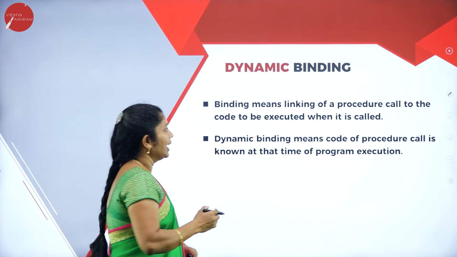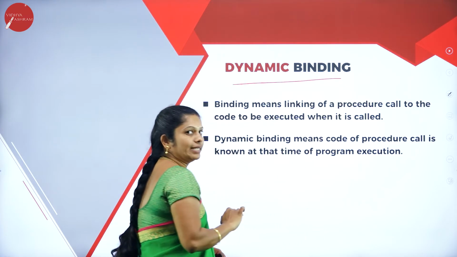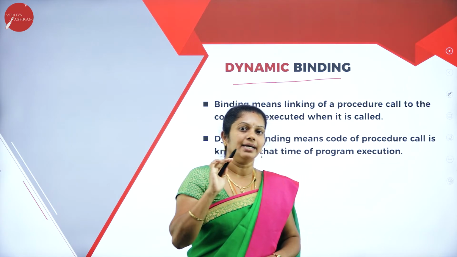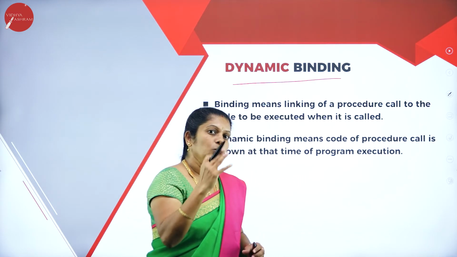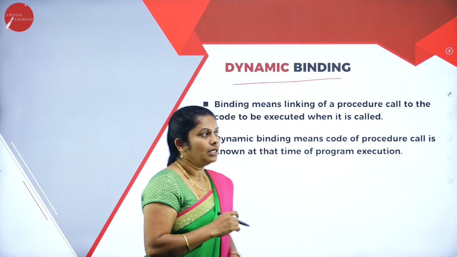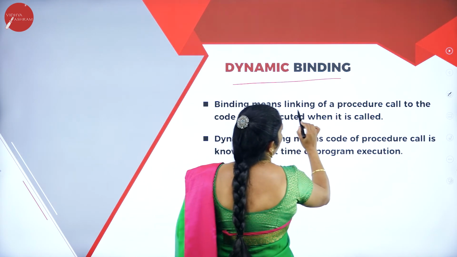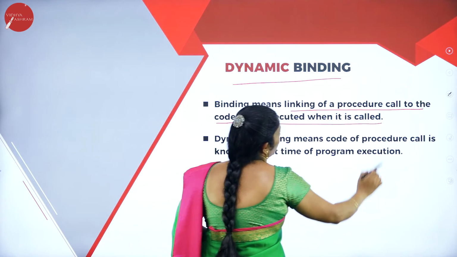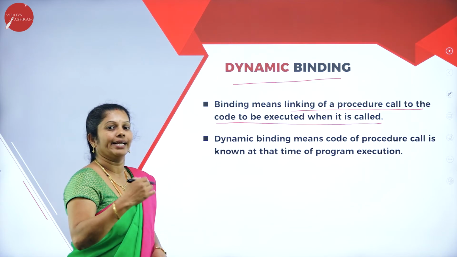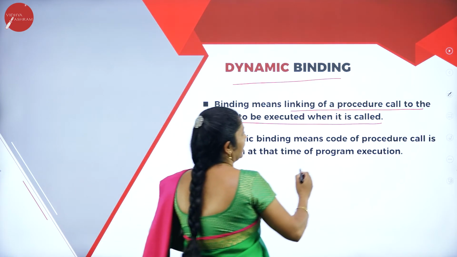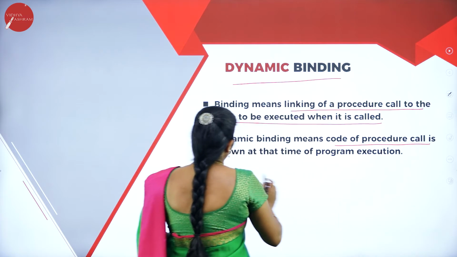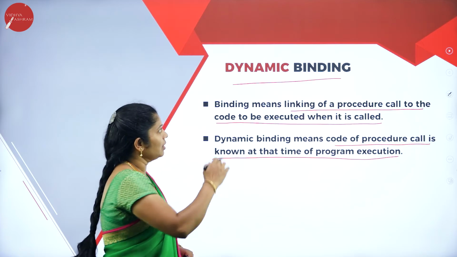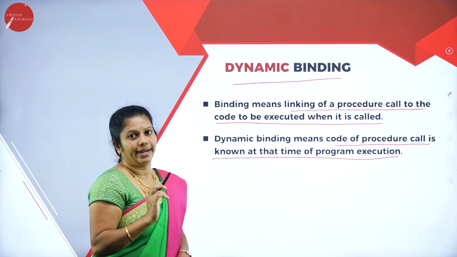Next, we will move on to dynamic binding. What exactly is this dynamic binding? Binding is nothing but combining the small submodules into a single main module. Here, binding means linking of a procedure call to the code to be executed when it is called, or I can say combining. Dynamic binding means the code of the procedure call is known at the time of program execution. That is nothing but dynamic binding.